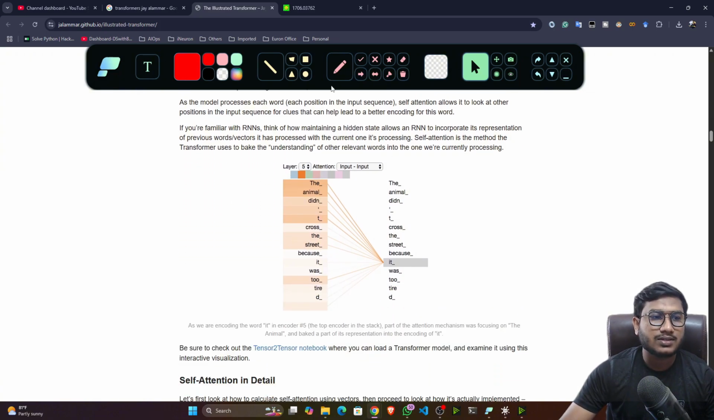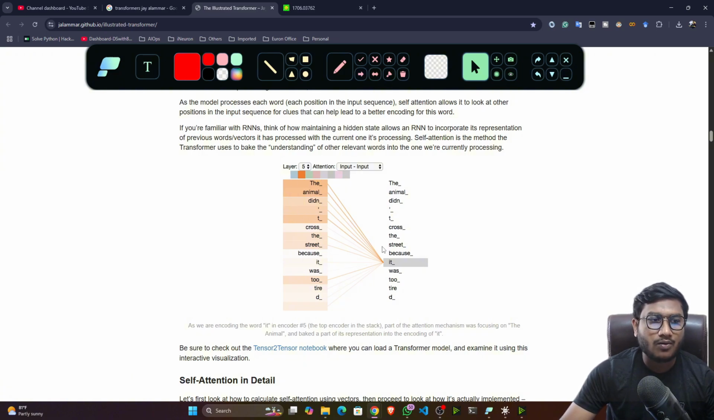Now you can see this is your entire sentence: The animal didn't cross the street, it was too tired. To represent "it", it is giving attention to these particular words. You can see the animal didn't. So these are the words that are getting attention to represent the "it". Now how is it getting the attention?